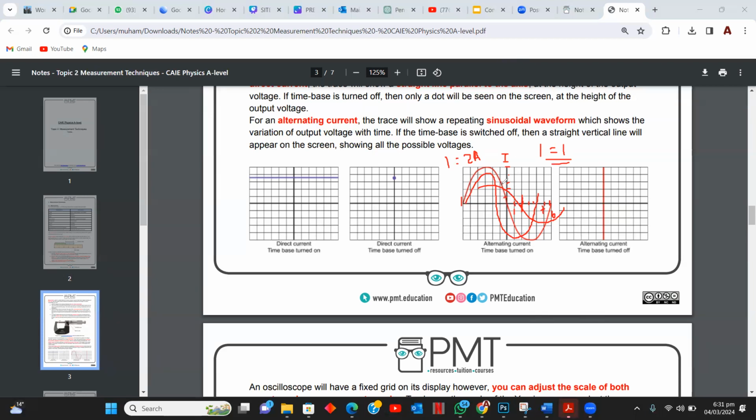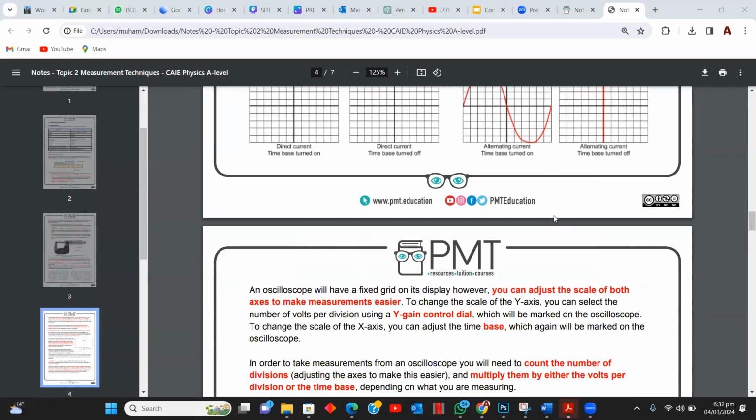Same goes for the vertical axis as well. If you reduce the scale, your graph would become shrunken vertically. And if you increase these settings, if you increase the gaps, your graph might just expand vertically. So this just goes to show that the shape of the graph would change as you change the settings. And this is one of the major advantages of using an oscilloscope.